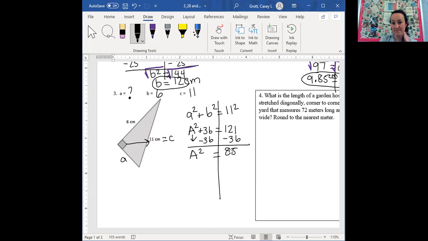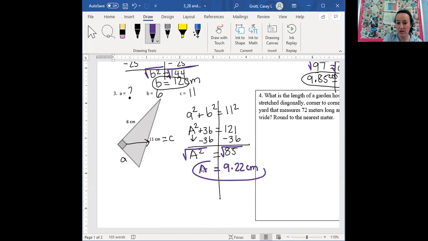Now that all my numbers have moved over, we can get rid of that exponent. Again, the opposite of adding was subtracting. The opposite of squaring something is square rooting something. So I'm going to take the square root of 85, which is approximately 9.22. A is going to equal approximately 9.22. Let's make sure we remember our units.